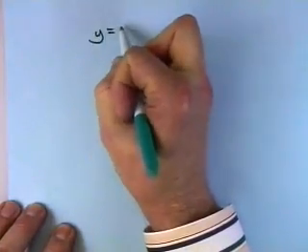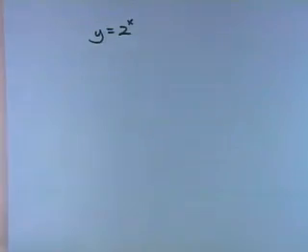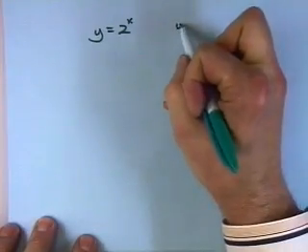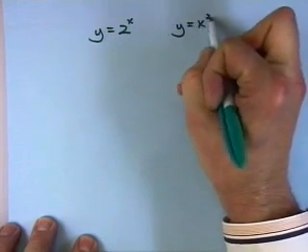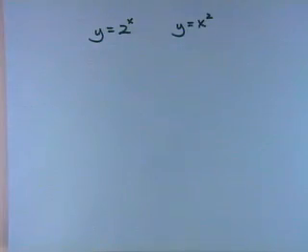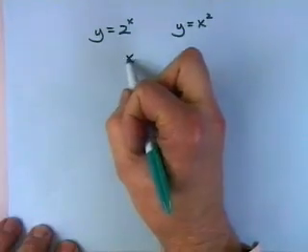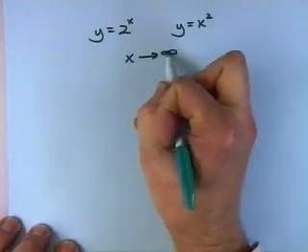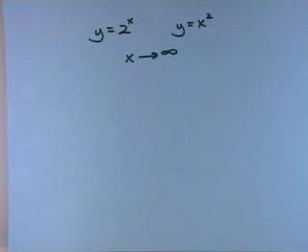Okay, we know this is a function that increases fairly rapidly. We know this is a function that increases, y equals x squared, and eventually it begins to increase fairly rapidly. So as we move out to the right, x gets larger and larger and larger. Which one wins? The exponential or the power function?